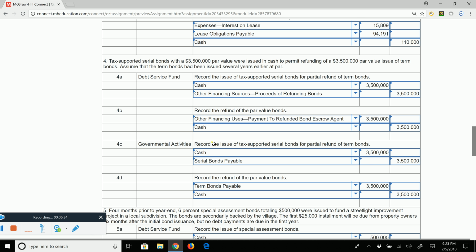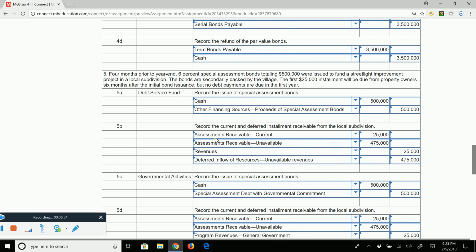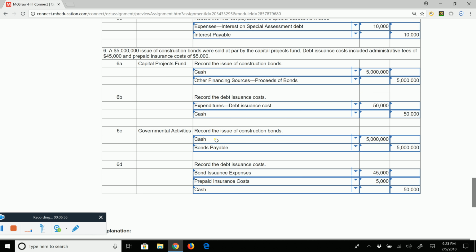Now, while that's going on in the government-wide statements using accrual accounting, the new bond money comes in by debiting cash and crediting bond payable, and the old bond is being paid off: debit bond payable, credit cash. So the accrual accounting is pretty simple when you think about it. Skip 5. Let's take a look at number 6.